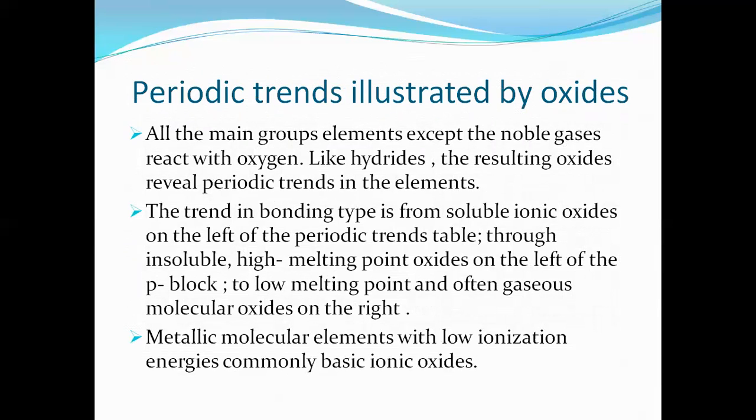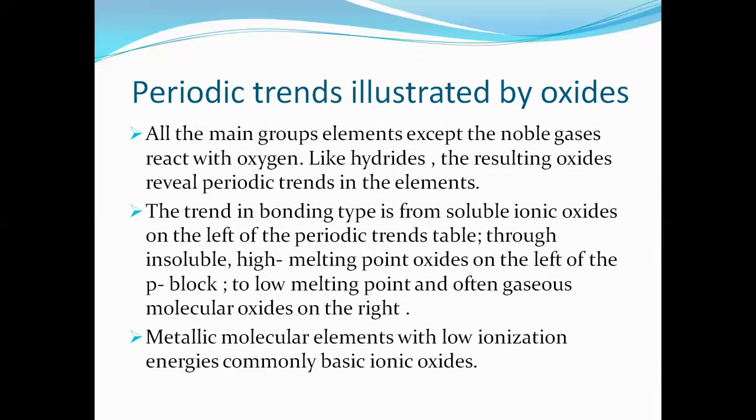Next, I will explain the periodic trend illustrated by oxides in front of you. All the main group elements except the noble gases react with oxygen, like hydrides. The resulting oxides reveal a periodic trend in the elements. The trend in bonding type is from soluble ionic oxides on the left of the periodic table, through insoluble high melting point oxides on the left of the p block, to low melting point and often gaseous molecular oxides on the right.